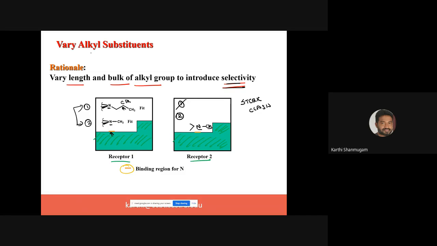The point I'm emphasizing here is that sometimes varying the alkyl substituents can be used for introducing selectivity. We can improve the selectivity of the molecule by varying alkyl substituents. So here we have a steric block. That's why we cannot fit the first molecule inside the binding site.